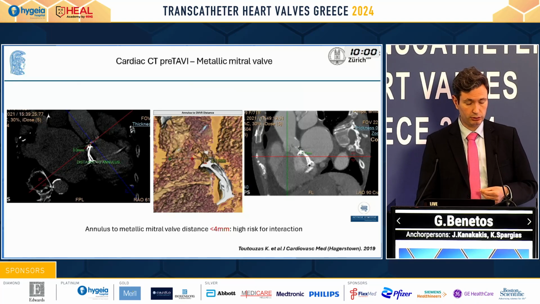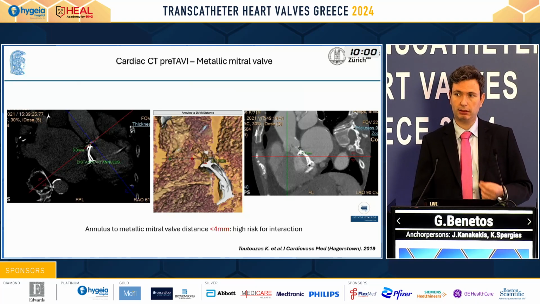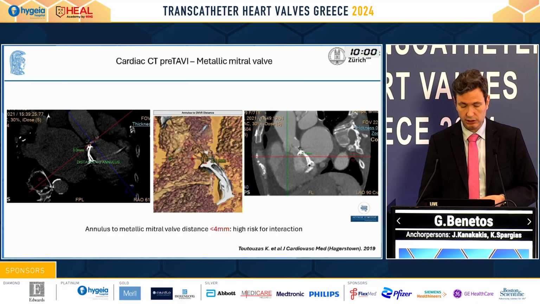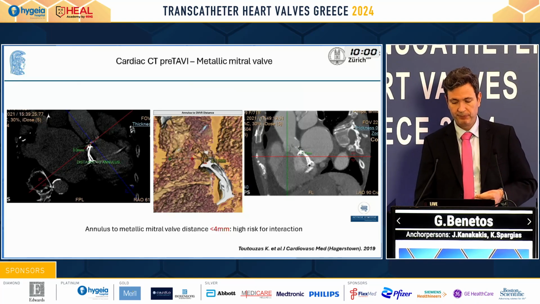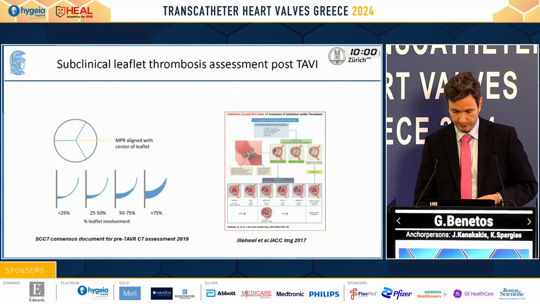And then we have to consider other, more complicated procedures, either BASILICA, for which we can't give guidance, or even a chimney procedure. In case there is a mitral prosthesis, a mitral metallic prosthesis, we have to measure the distance of the annulus from the mitral valve. In case it's less than 4 millimeters, then there is a high risk for interactions.